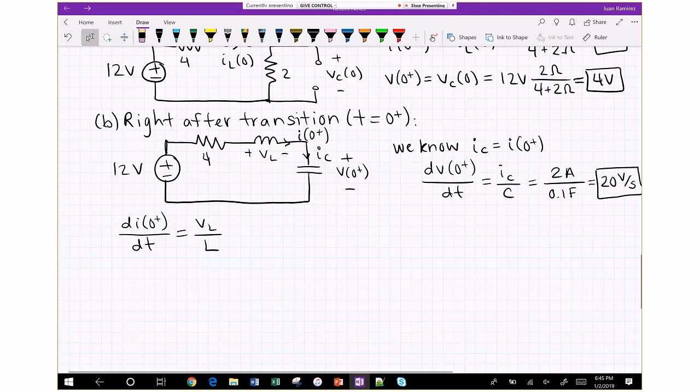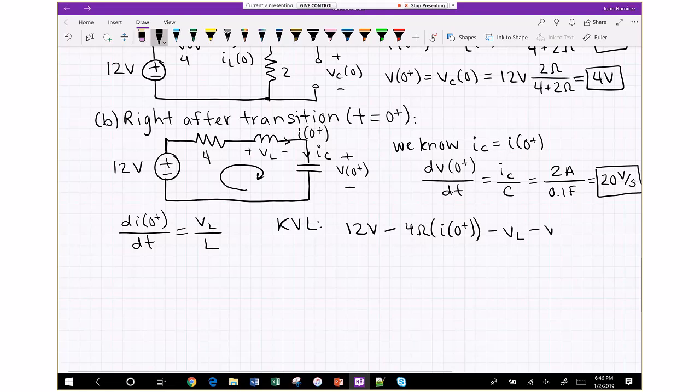However, I could do a quick KVL, right? So let's do KVL. What voltages do we have? First, we have a 12-volt rise. Then you have a voltage drop on the resistor. It's equal to the resistance times the current, right? The voltage across the resistor is equal to the resistance times the current through it because of Ohm's law. What's the current through it? The current through it is the same as the inductor current, which we know. We just calculated that to be 2 amps. Minus the inductor voltage minus the capacitor voltage. All that is equal to 0. Let's solve for the inductor voltage.